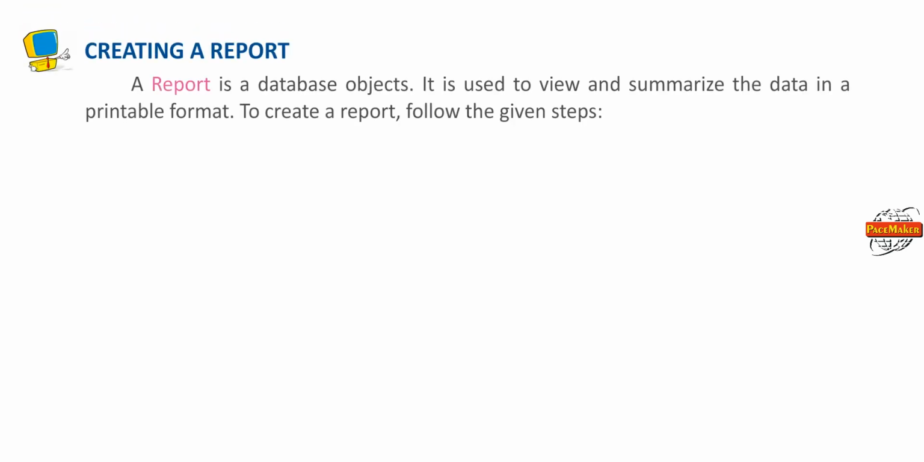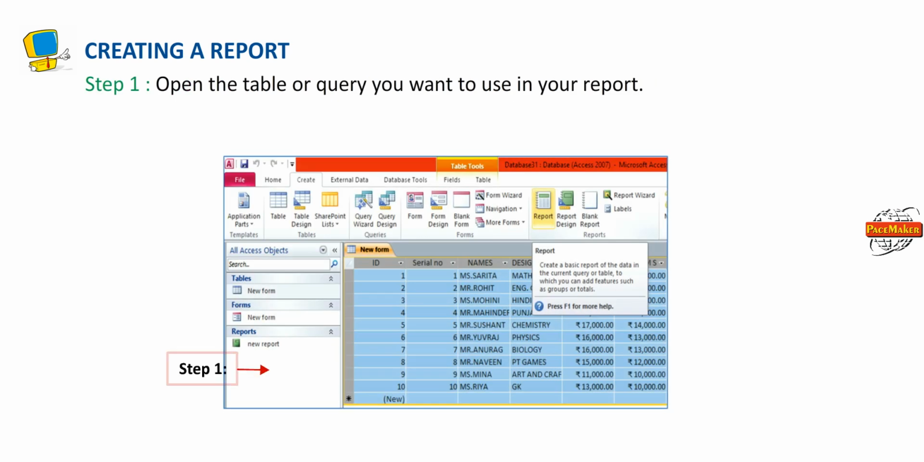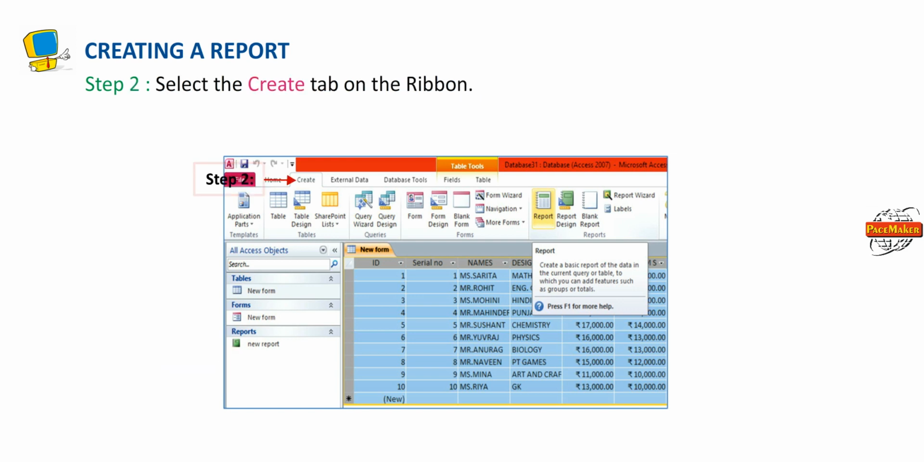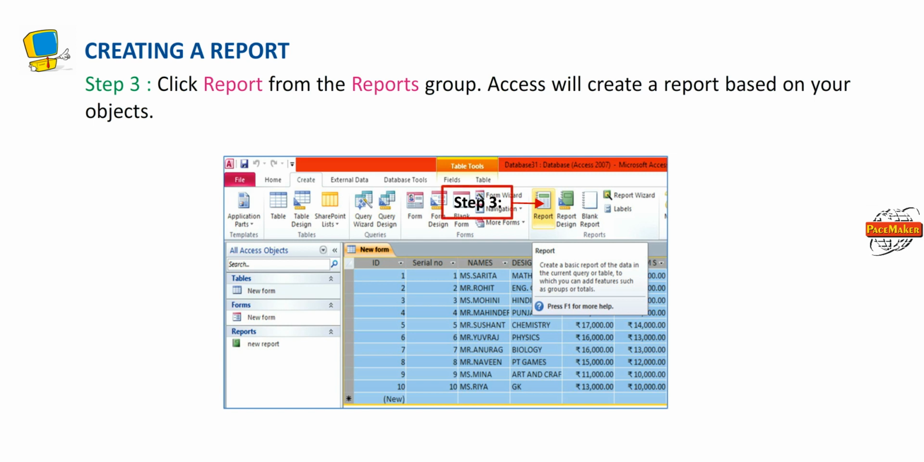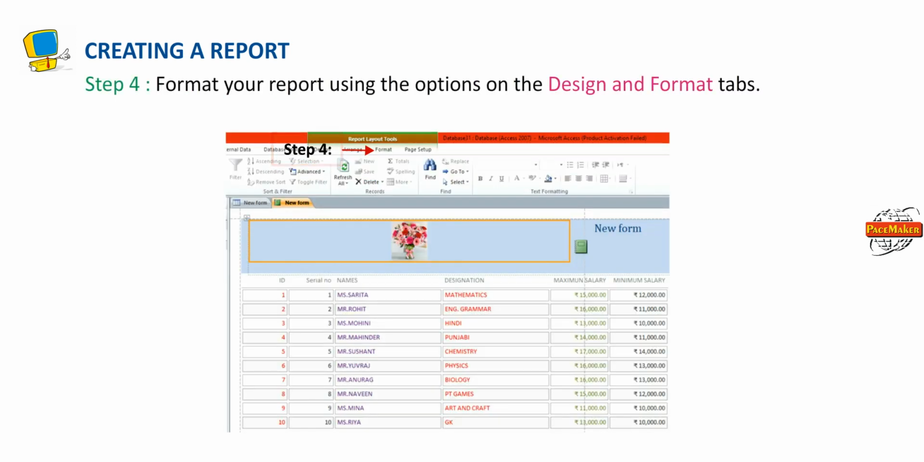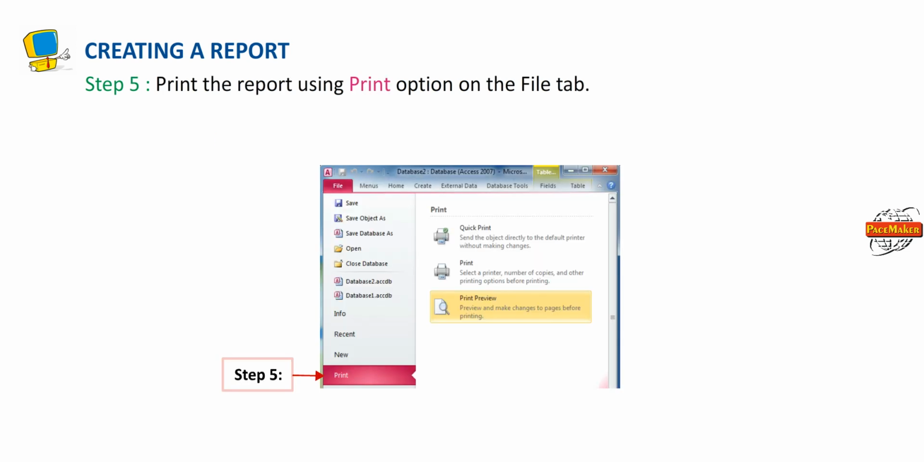Creating a report. A report is a database object used to view and summarize the data in a printable format. To create a report, follow these steps. First, open the table or query you want to use in your report. Then, select the Create tab on the ribbon. In step 3, click Report in the Reports group. Access will create a report based on your object. Step 4. Format your report using the options on the Design and Format tabs. Then print the report using the Print option on the File tab.